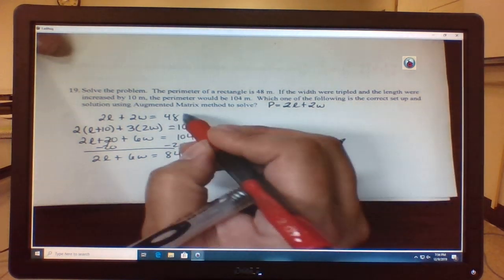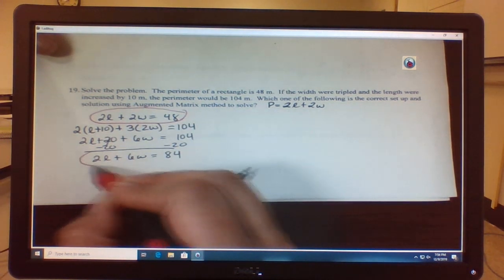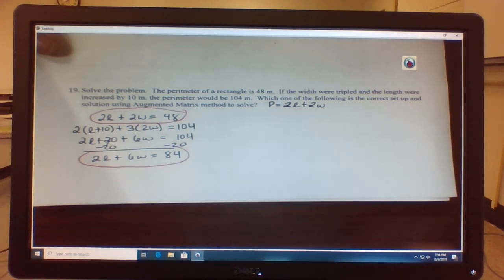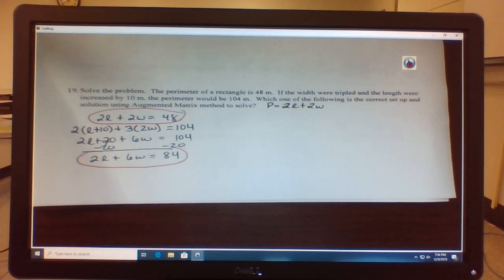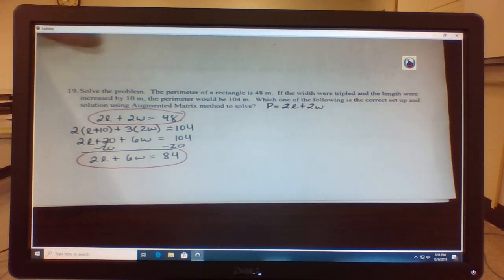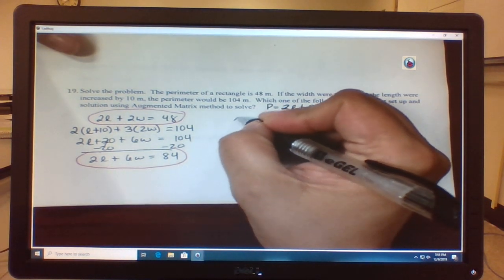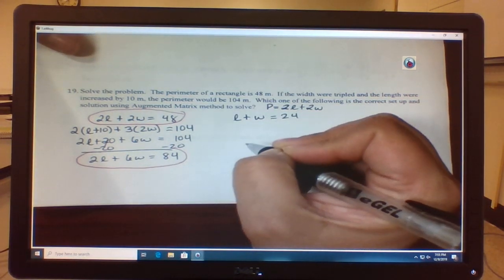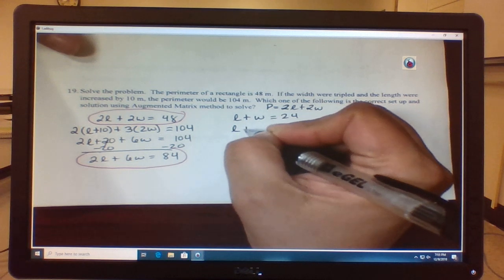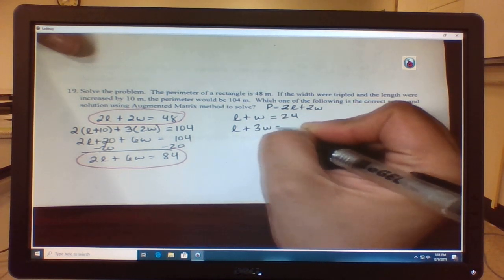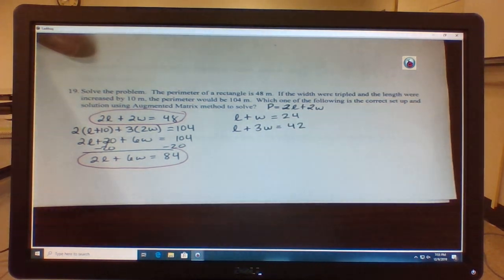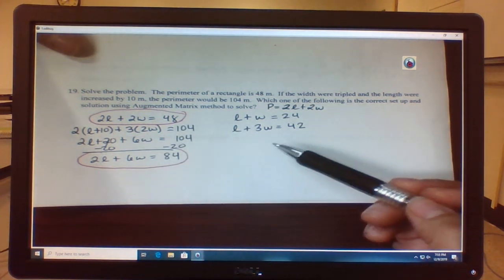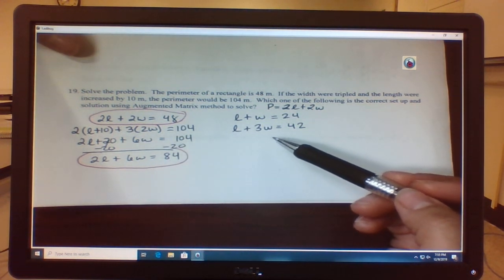So I have these 2 equations, and those are my new equations. Notice that they are all divisible by 2. So this is going to become L plus W equals 24, and L plus 3W equals 42. So if you can reduce, you do it. And it's going to be possible on your assignment.